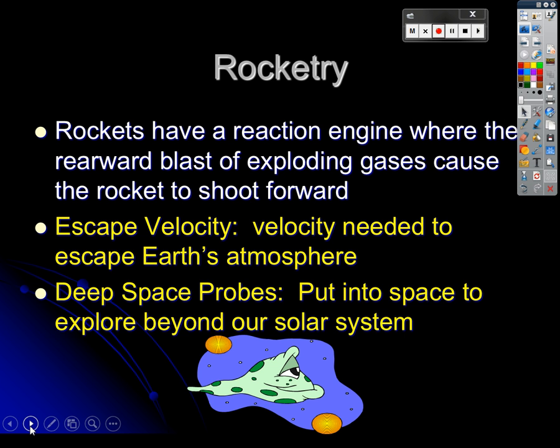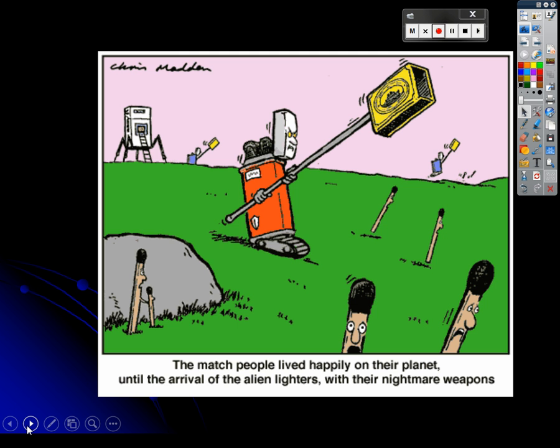And the last one is deep space probes. These are literally probes that are sent off into space. We'll talk about more of them later, specific ones. But these are put into space to explore beyond our solar system. And I believe 2 of them have actually left our solar system, and we're still getting some information back from them.